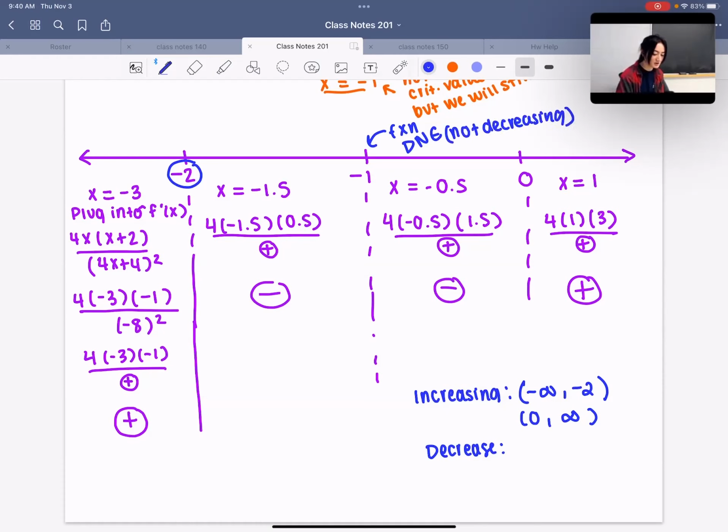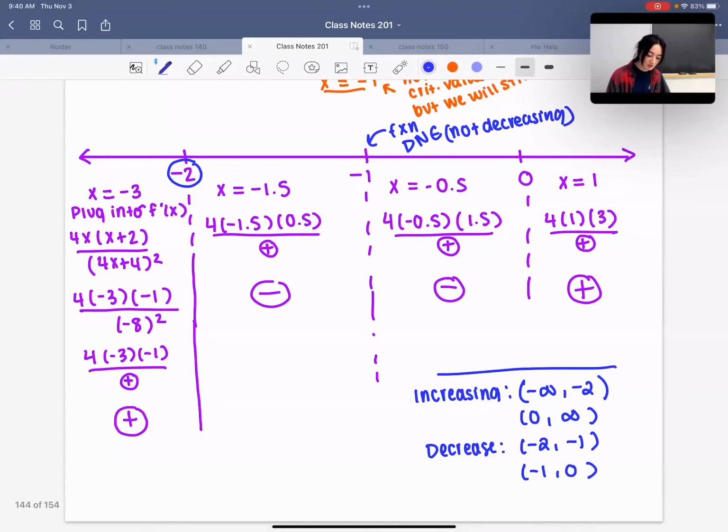Okay, so where are we actually decreasing? -2 to -1 and -1 to 0. Good, -2 to -1 and -1 to 0. Okay, so I know it's kind of confusing. This is why we plug in our discontinuities in our little chart, okay? Even if -1 is not a critical value, it's still important to think about when we're dealing with intervals of decreasing and intervals of increasing, because we're not decreasing when the function doesn't exist, okay? So this is my final answer here.